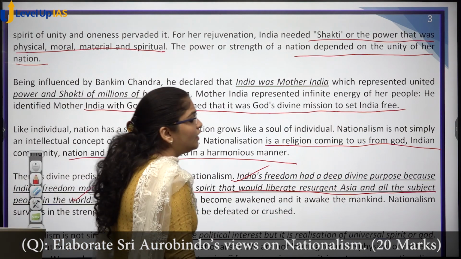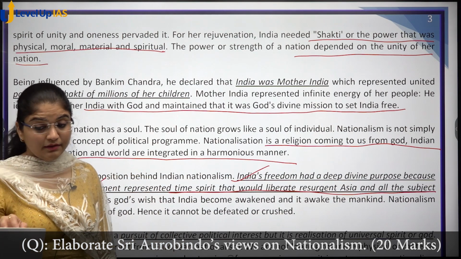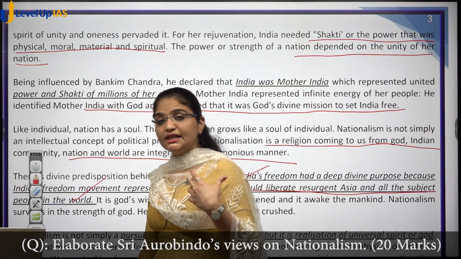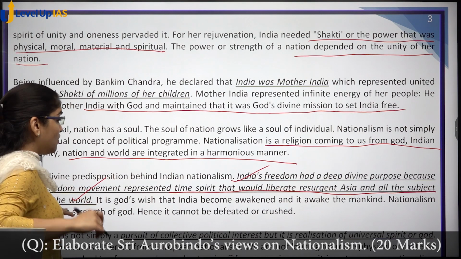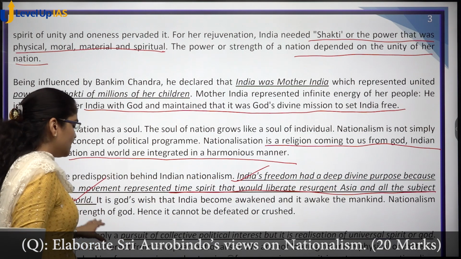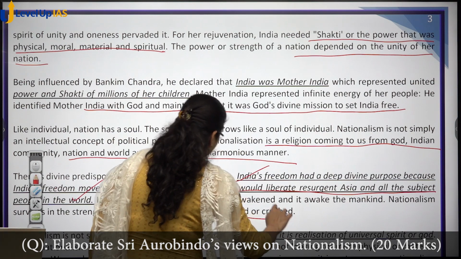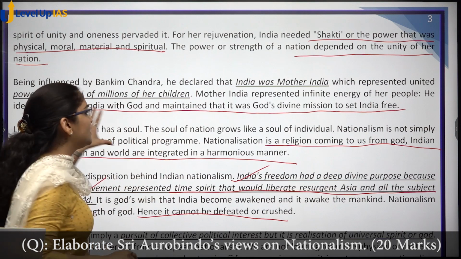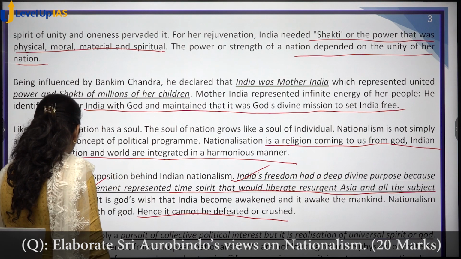So our aim was not that we alone become free, or that we only get physical freedom, but freedom should be in all senses, okay, in the sense of spirit also. So it is God's wish that India become awakened and it awaken mankind. Nationalism survives in the strength of God, hence it cannot be defeated or crushed. So are you understanding the flow? I will put the structure back, but I am just explaining this so that there is more clarity when we redraw the structure.